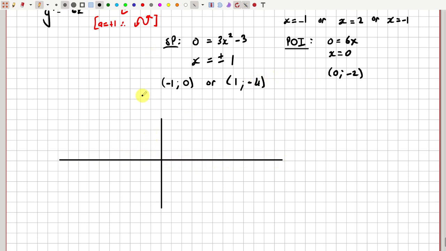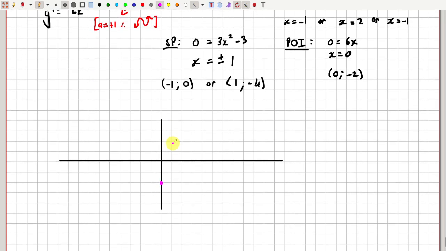So, first things first, the y-intercept will be at 0 and -2. X-intercepts are at -1 and 2, and then we know it's turning there, so there's another x-intercept, in air quotes. And then stationary points at -1 and 0, so that's that over there. And then at 1 and -4, so here's 1, and 1, 2, 3, 4, somewhere like that. And then our point of inflection is at 0 and -2, which is already marked here.